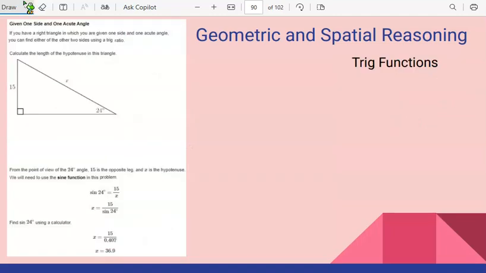Given one side and one acute angle. If you have a right triangle in which you're given one side and one acute angle, you can find either of the other two sides using a trig ratio. Calculate the length of the hypotenuse in this triangle. From the point of view of the 24-degree angle, 15 is the opposite leg, and x is the hypotenuse, the longest side.